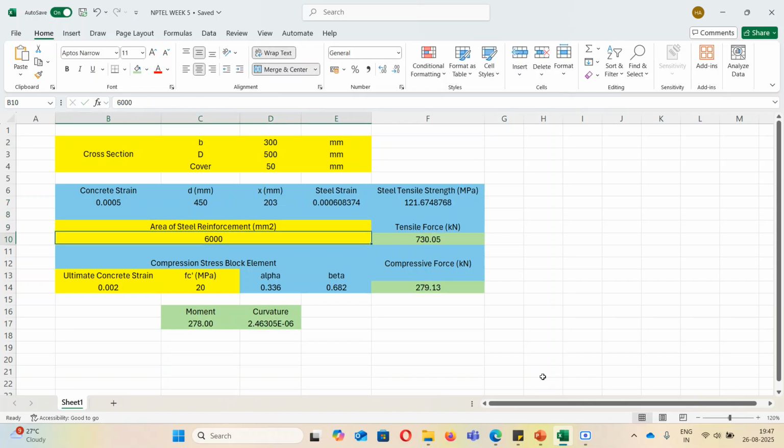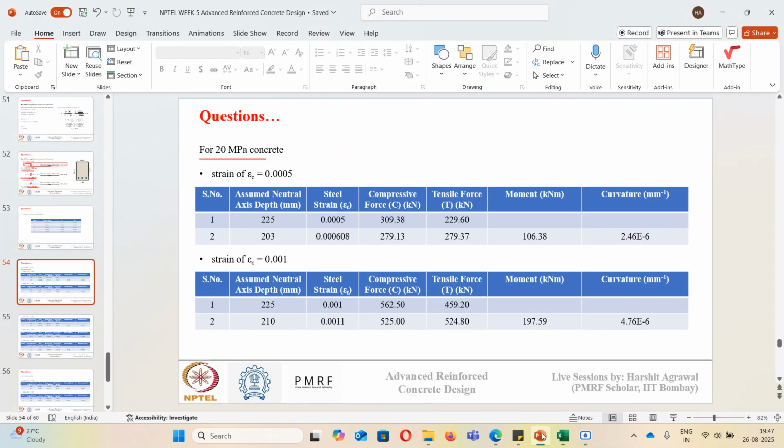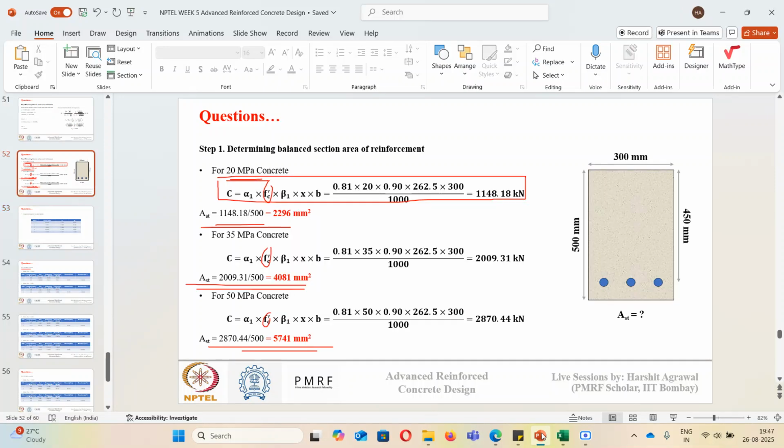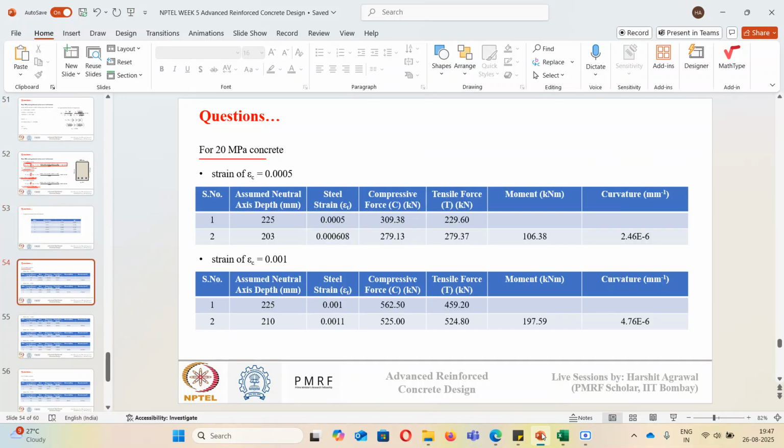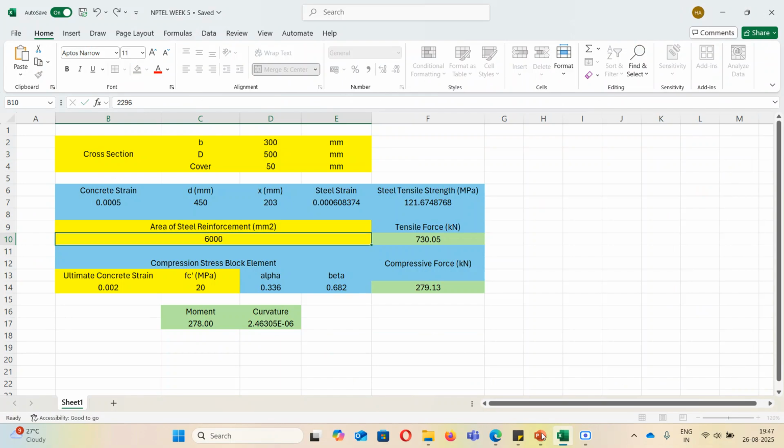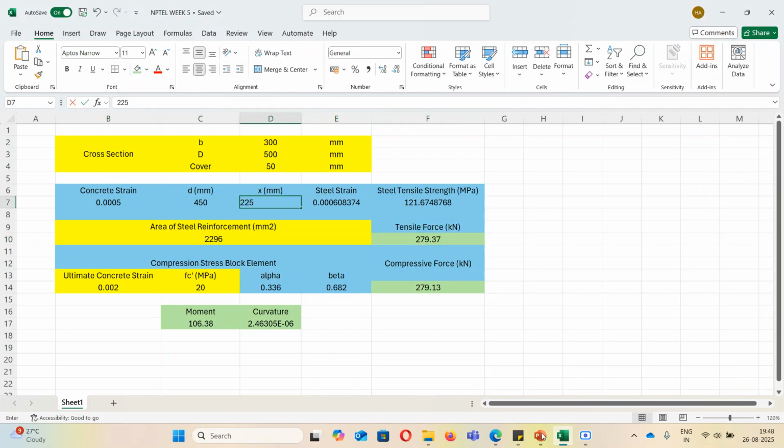So this reinforcement area also we need to change. Na? This is the balanced reinforcement area. So what is the area? It is 2296. Okay, so this also we need to update, 2296. Now at 225, compression force was more than the tensile force, so I need to decrease. So I chose 220. Again it is more, 210, again it is more, so 203. It is very close to each other, so this is my depth of neutral axis, and I can calculate moment and curvature.